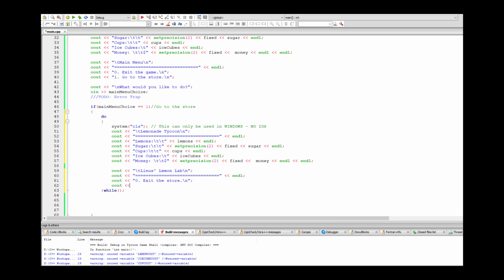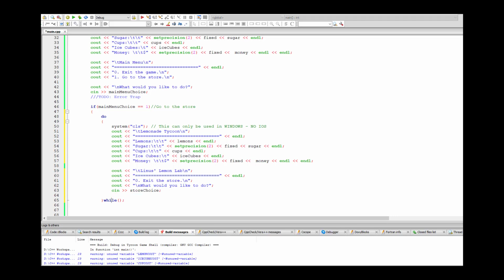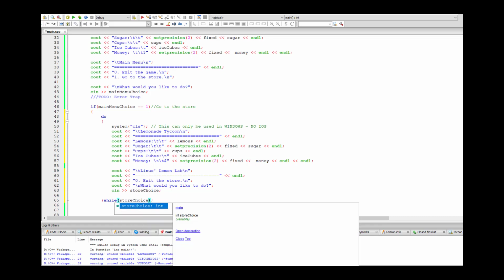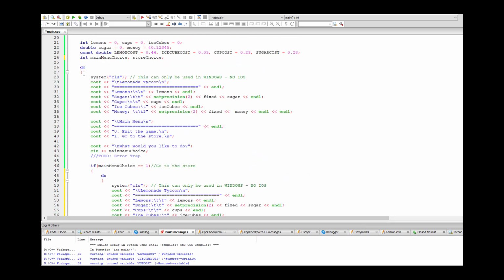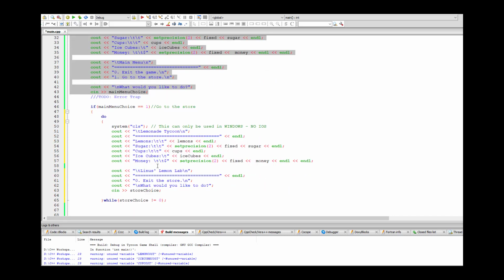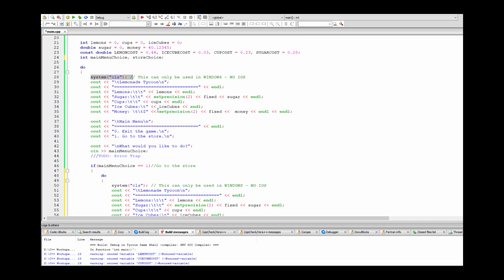Cout. What would you like to do? Cin store choice. Okay, and this while loop will say while store choice is not equal to 0. So you can see the main game loop is checking the main menu choice. If they enter anything except 0, it will come here, and if it's not 0, it loops back to them. It clears the screen, loops back, and then clears the screen, shows the main menu and everything again.